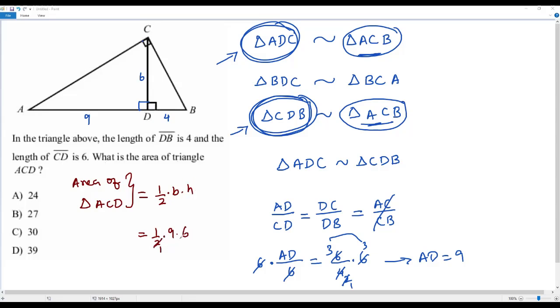Okay, here 2 goes into 2 1 times and 2 goes into 6 3 times. Okay, 1 times 9 is 9. 9 times 3 is 27. Okay, I got the area of the triangle ACD, that is 27 square units. We find this 27 in answer choice B. The correct answer choice for this question is B.